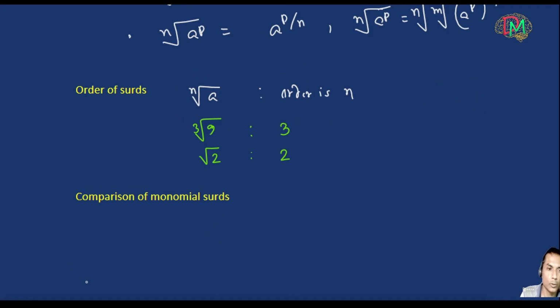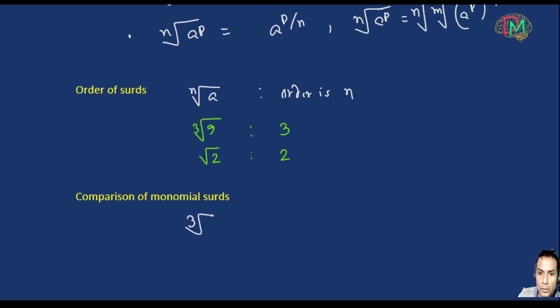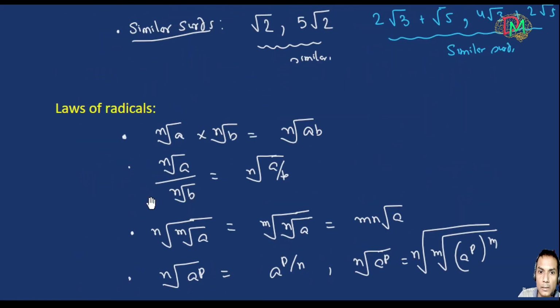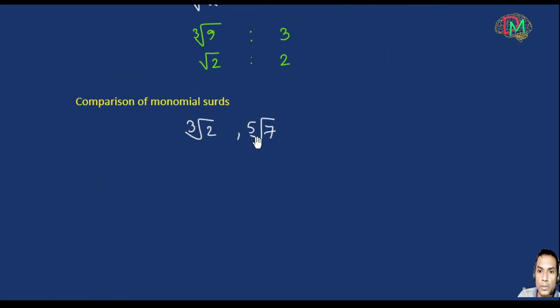How can you compare two monomial surds? Let's take two examples, that is the 3rd root of 2 and the 5th root of 7. So how can you do that? First we have to take the degree, or the order. This order, 3 and 5, is different. Let's take the orders 3 and 5 and take the LCM. The LCM of 3 and 5 is 15. So now convert the given monomial surds into the same order. I can do that. The 3rd root of 2, if we consider 15 here, will be the 15th root of 2 to the power 5.